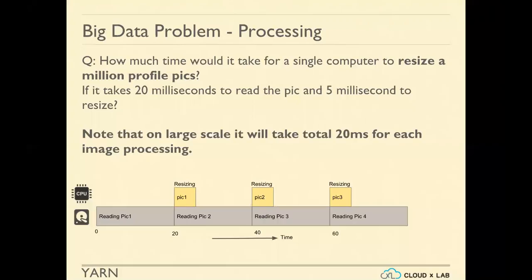So what we are saying is that we can do two things in parallel. On one hand, we can read the pictures in parallel from the disk, and on the other hand, we can resize the image. So we can run two threads in parallel. One reads the data from the disk and the other resizes it.